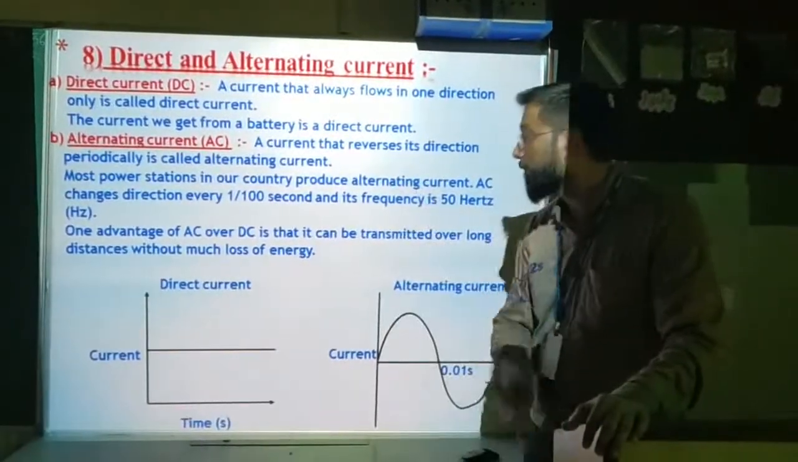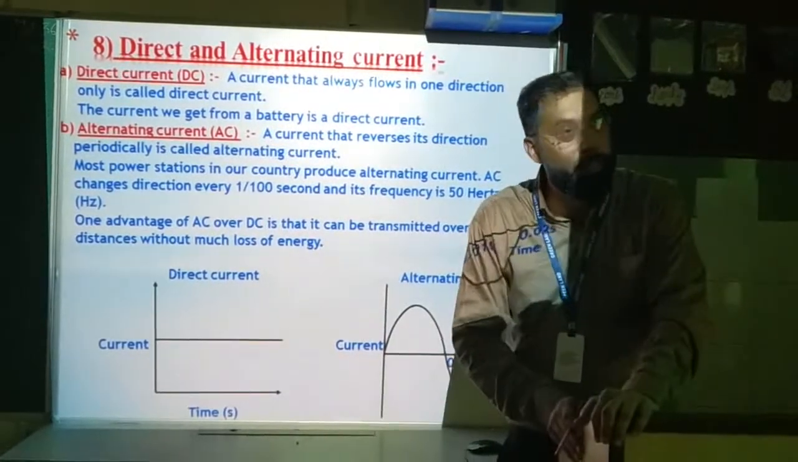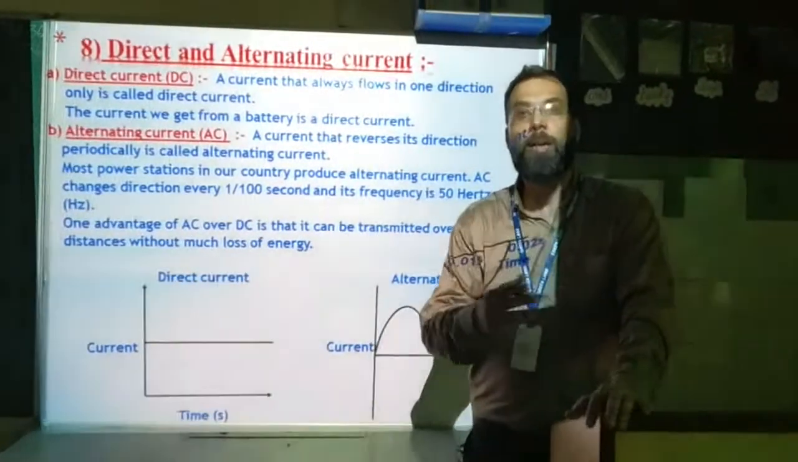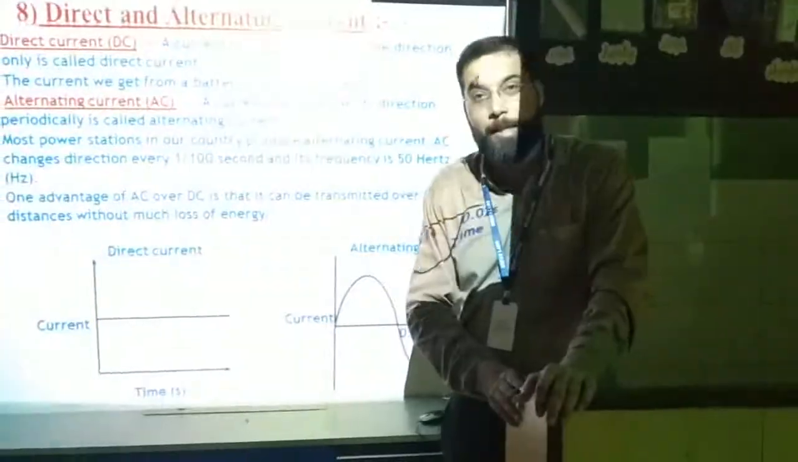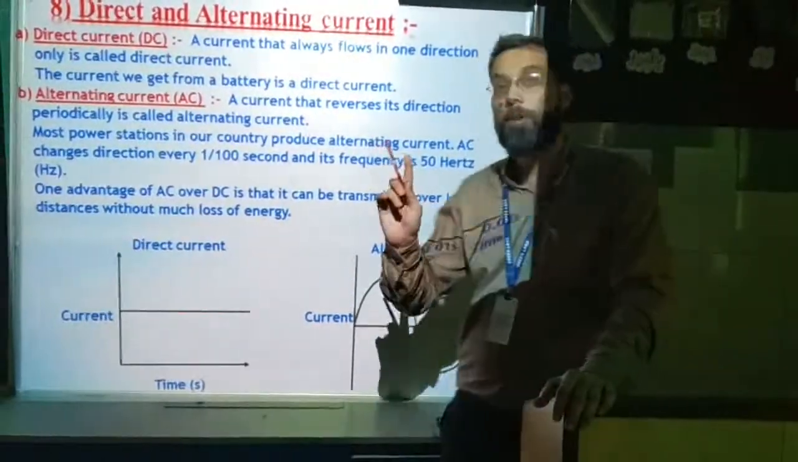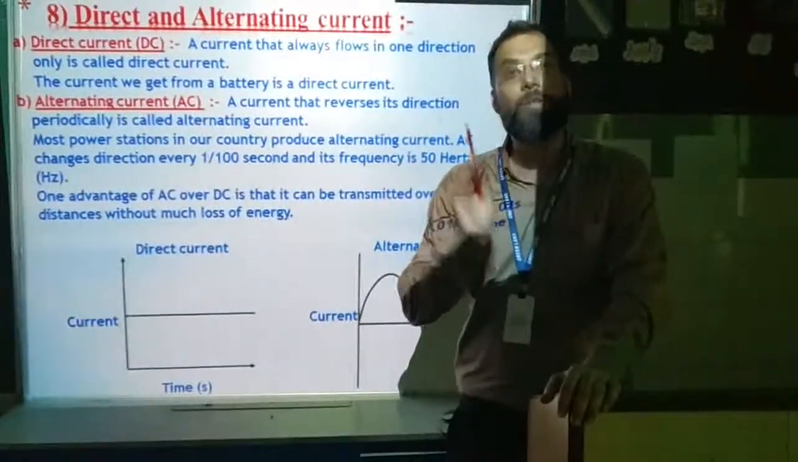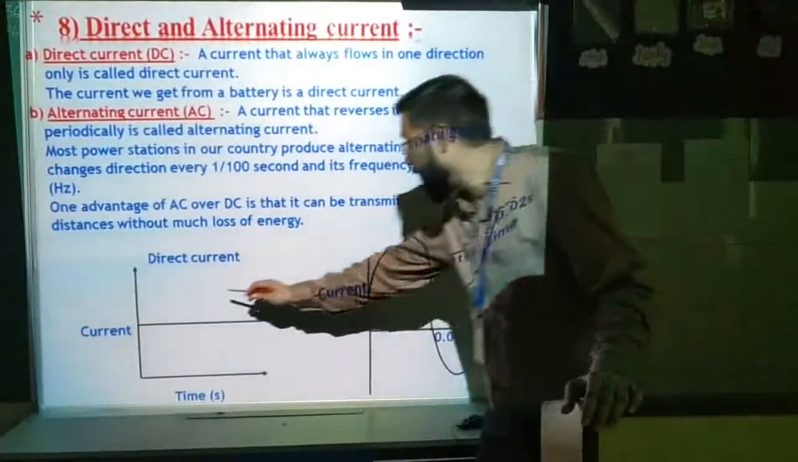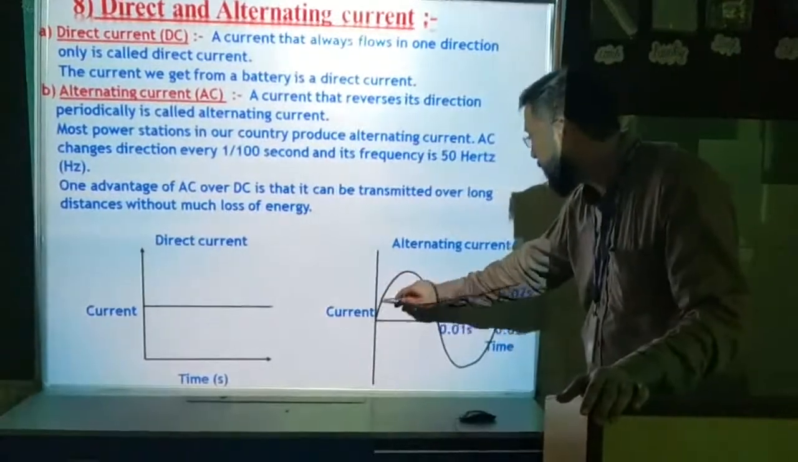Now advantages of AC or DC. As you know, AC can be transmitted over long distances, but DC cannot. Now what are the disadvantages of AC or DC? AC cannot be used for electroplating. Only DC can be used in the process of electroplating. These are the graphs between current and time. This is the graph for DC and this is the graph for AC.